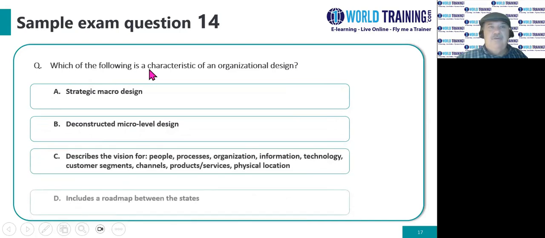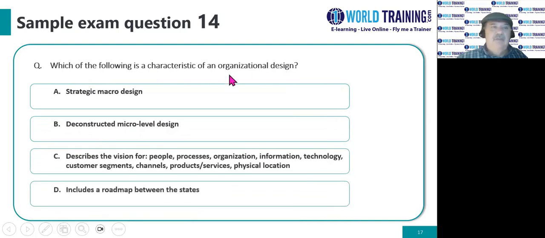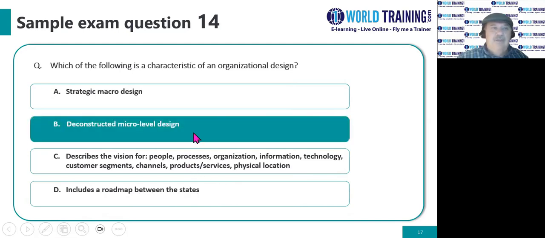14. Which of the following is a characteristic of an organization design? An organization design, strategic macro design. Usually that's more top down, so I would say not A. Deconstructed micro level design. Yeah, but this is organization design again, so maybe. Describes the vision for people, process, organization, information, technology, customer segments, channels, products. Okay, having a clear description, clear vision for all of that. I like that. Includes a roadmap between the different states. I don't think so. I would have chosen C, but I would have said B is also a possible answer. So I probably would have got that wrong.